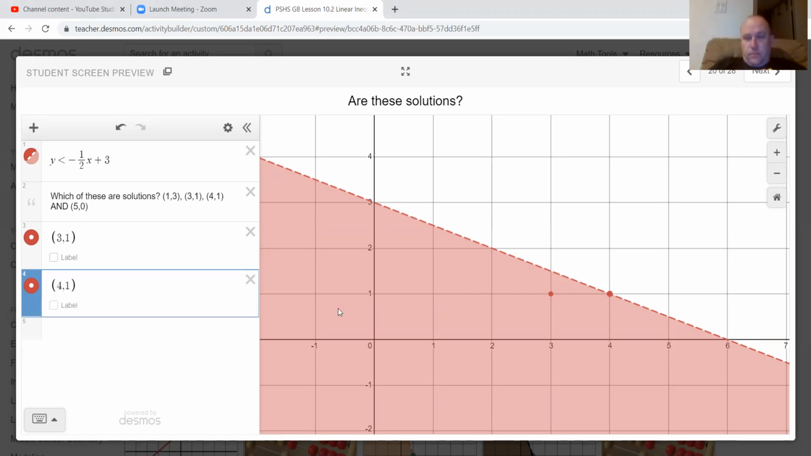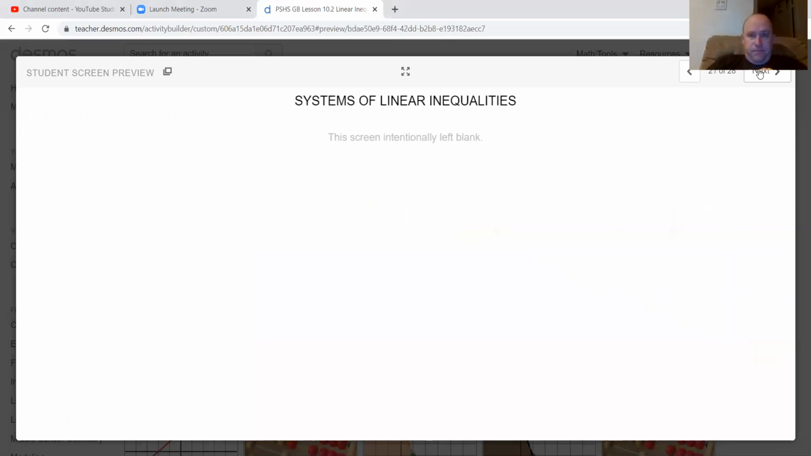4, 1. Dotted line, and it lies on the dotted line, so we do not count the dotted line, so that would be a no as well. And the last one, 5, 0. And 5, 0, you can see is also in the shaded region. So these would be the two that would count for that type of question.